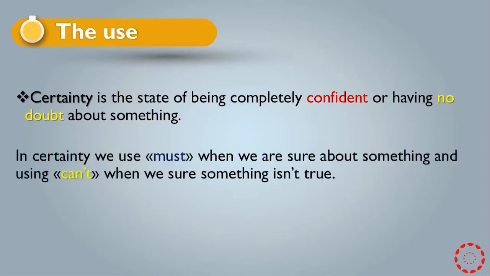In certainty, we use must when we are sure about something, and we use can't when we are sure something isn't true. Okay, so we have two words. We use must when we are sure about something, and we use can't when we are sure that something isn't true or isn't right.